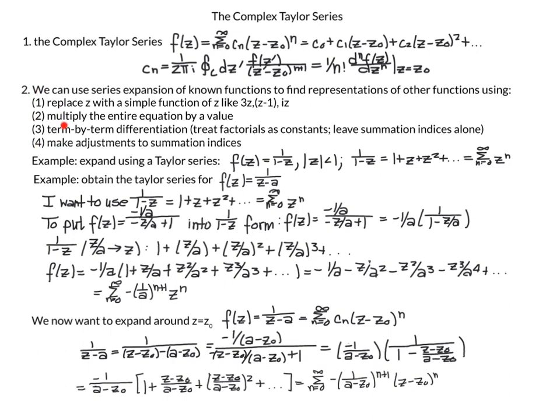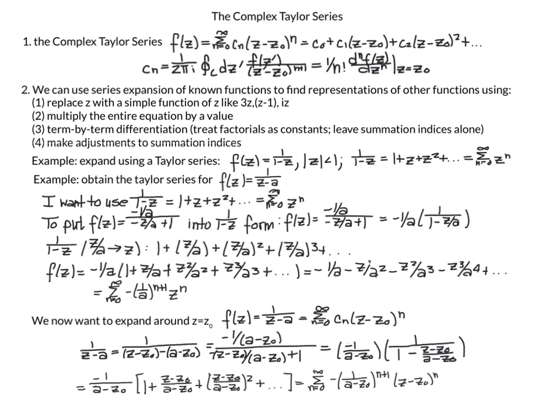And the 4 different ways we can do this is by replacing z with a simple function of z, something like replacing z with 3z, or replacing z with z minus 1, or z with iz. The second thing we can do is multiply the entire equation by a value. The third and fourth we will not cover at all in this video, but I wanted to put the list there just to make a complete list, which is term by term differentiation, and you treat factors as constants and you leave the summation indices alone, or last you can make adjustments to summation indices.